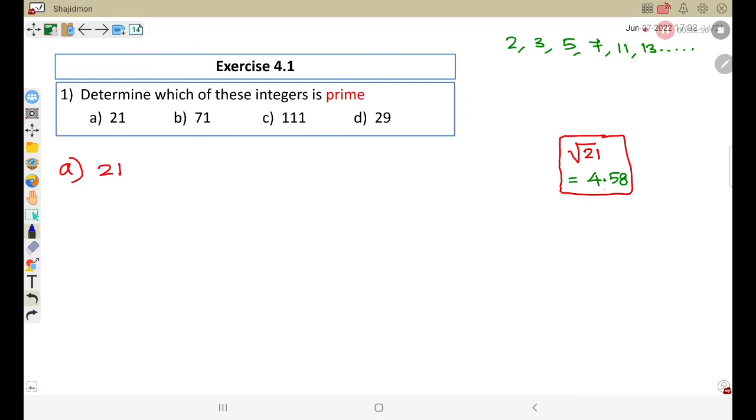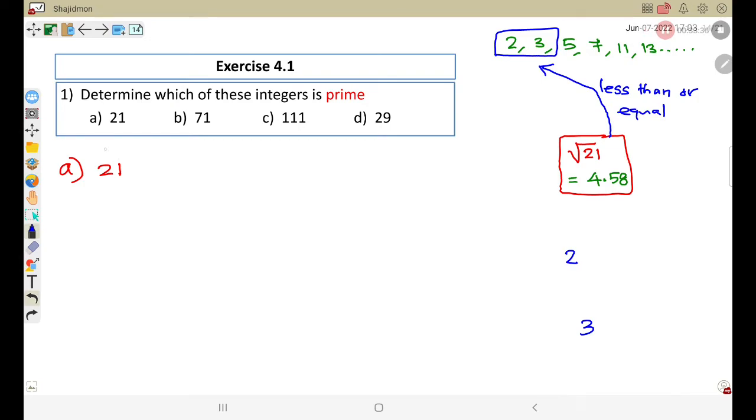Now, for 4.58, take all prime numbers less than or equal to this number, below 4.58 or 4.58 itself. So what numbers can we take? 2 and 3, because 5 is more than 4.58, correct? So we only have 2 and 3. Take the prime numbers less than or equal to this number, so 2 and 3.